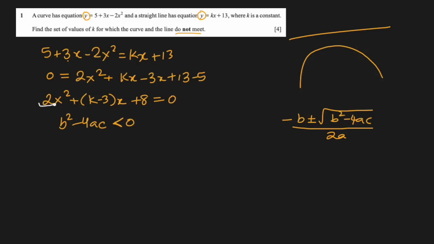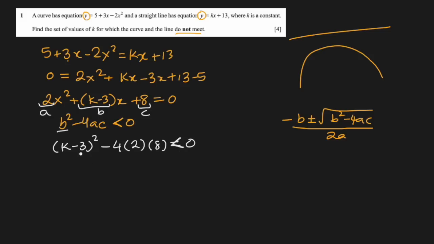So what do I have? What is a in this? This is a, this is b, and this is c. So I'll substitute in this particular inequality and I'll get it. So k minus 3 square, that is b square, minus 4 times a is 2, and 8 is c. And it should be less than 0, negative.